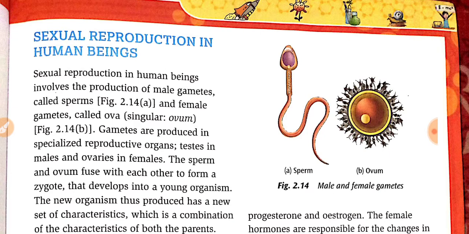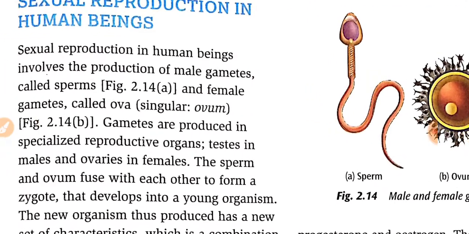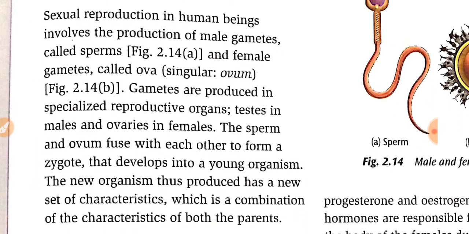In your NCERT book, the chapter Reproduction in Animals is also given. So please go through that chapter also, because it helps to understand this concept better. So we start this concept.